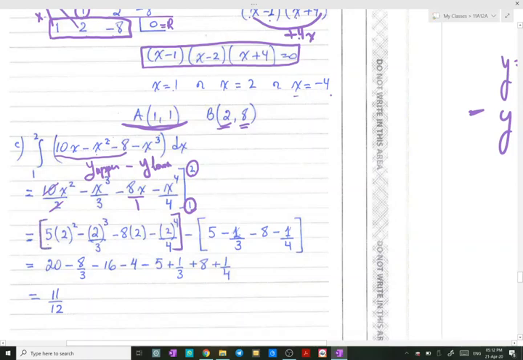You plug them into your calculator and the answer is going to be 11 over 12, and you keep it as it is because they asked for the exact value of this integration.